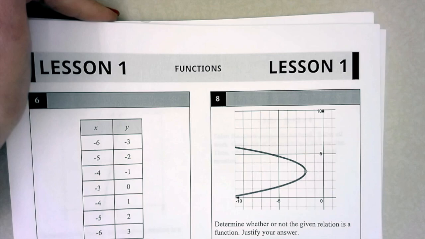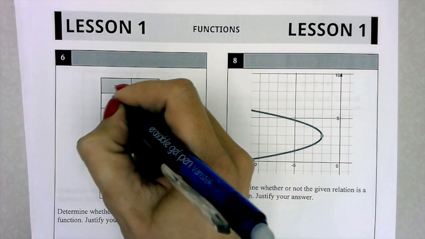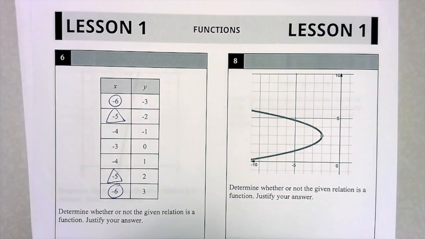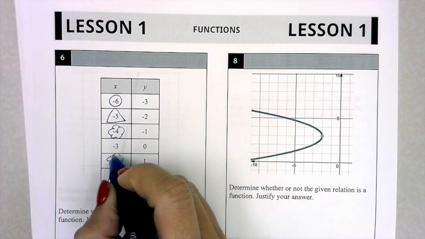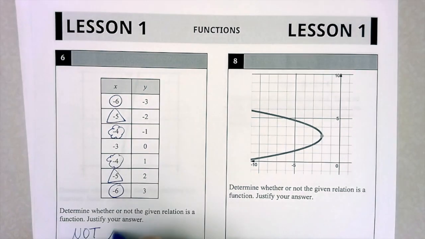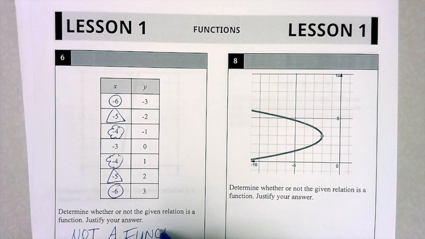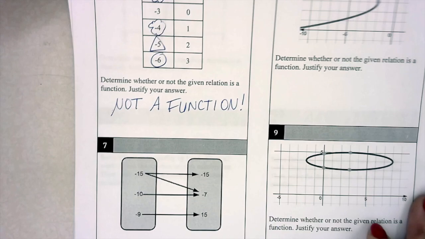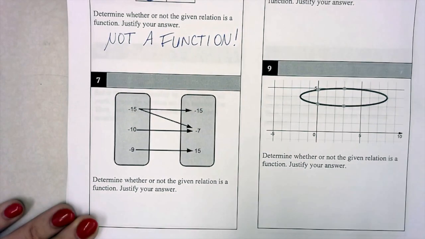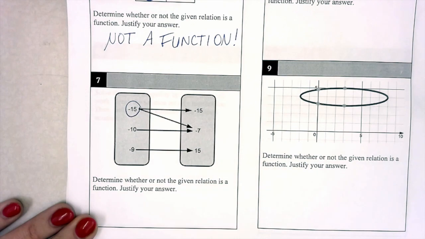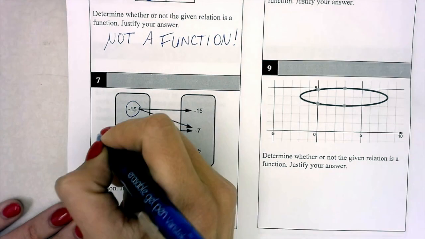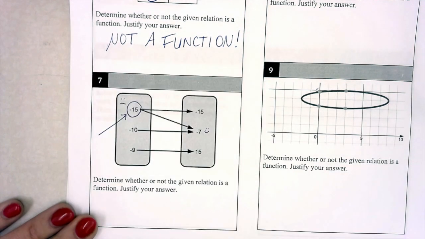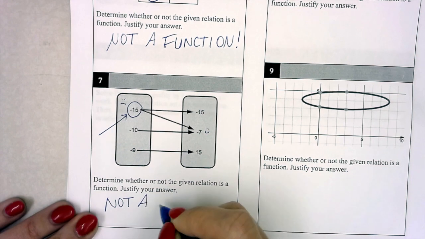Here we have a table of values. If you look, I have -6 twice. I have -5 twice. I have -4 twice. Not a function. That's it. We're done. That's how simple these questions were. Right here, again, repeat offender. -15 goes to -15 and -7. That is why. This is fine. This is not fine. Not a function.